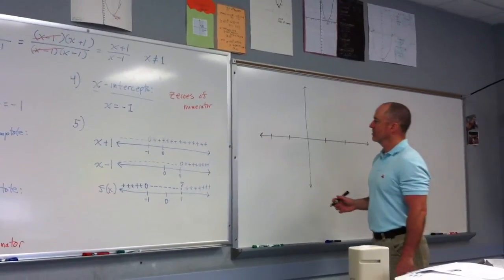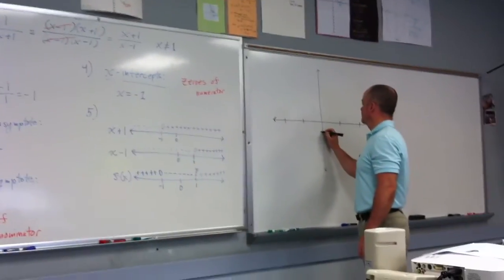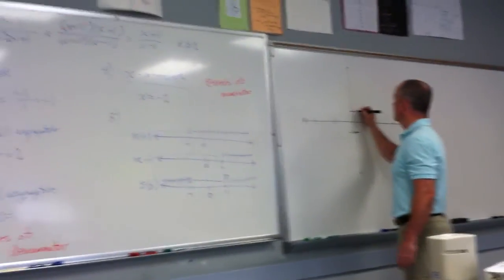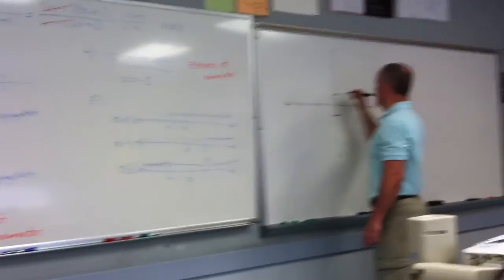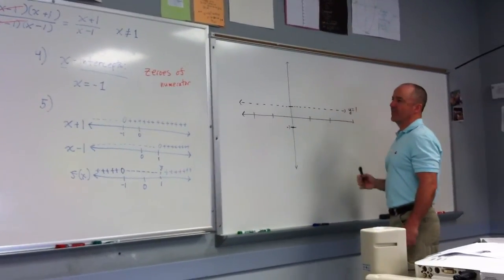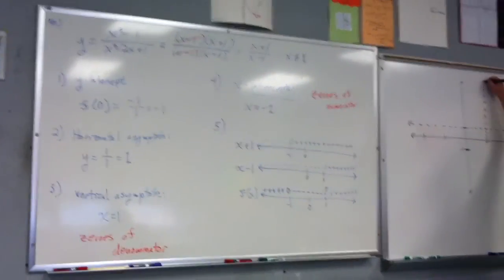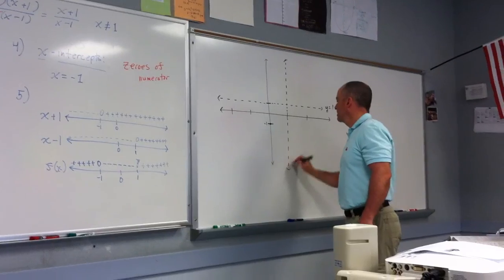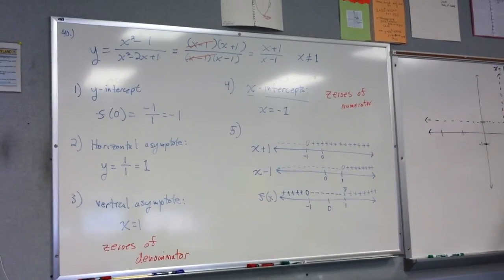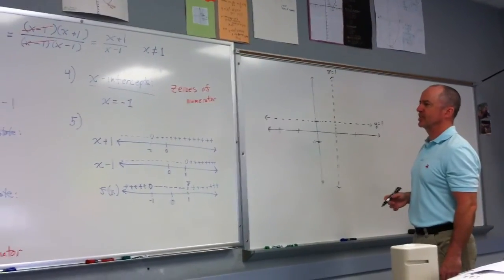Start with our y-intercept, which is -1. So let's pick a y scale. Here we go, that's my y scale. There's -1, there's my y-intercept. The horizontal asymptote is y equals 1, so I'll label that. Vertical asymptote at x equals positive 1. There is a point discontinuity there, but it's going to be erased by the vertical asymptote. We're not going to see it because it's wiped out by the vertical asymptote.